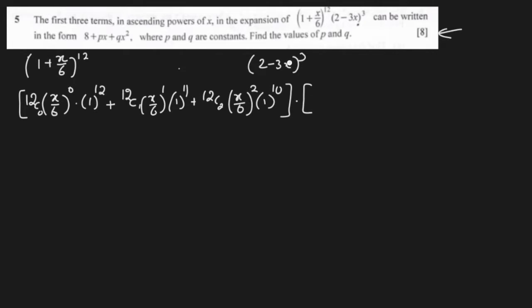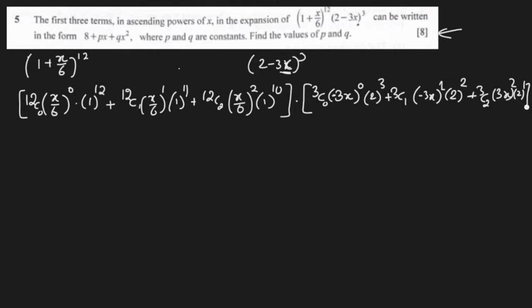Let's do the other one. Again, I want ascending powers of x, so I will give this as 0: 3C0, (−3x) to the power 0, and 2 to the power 3. Next, it was negative 3x, so I should have written negative here. Then 3C1, negative 3x goes up by 1, but 2 goes down by 1. Next, plus 3C2, (−3x) squared, 2 to the power 1, and done.